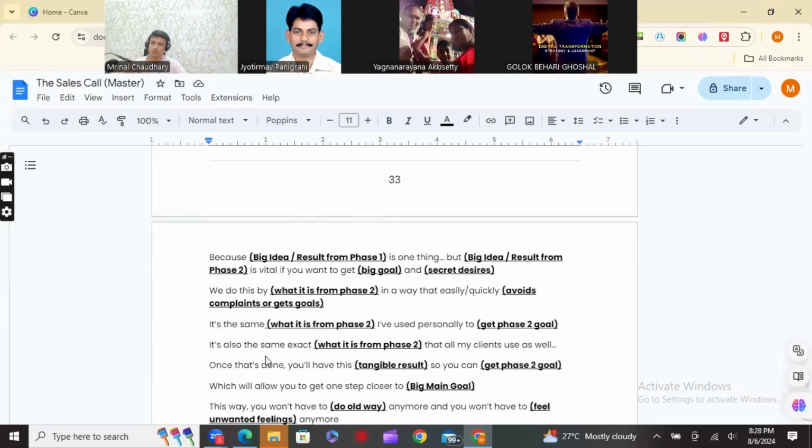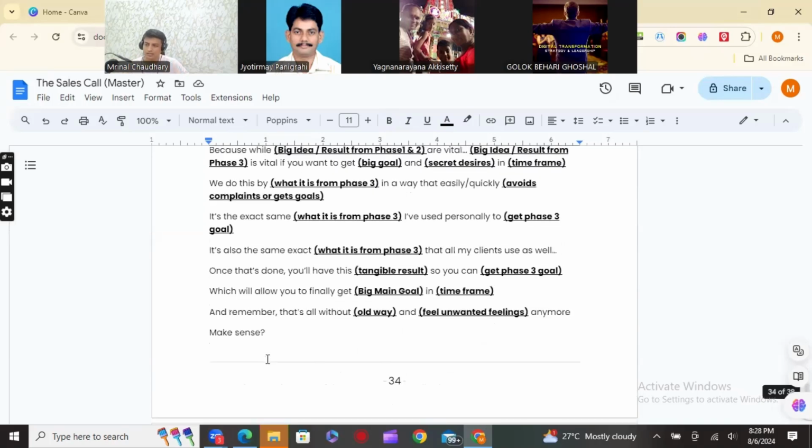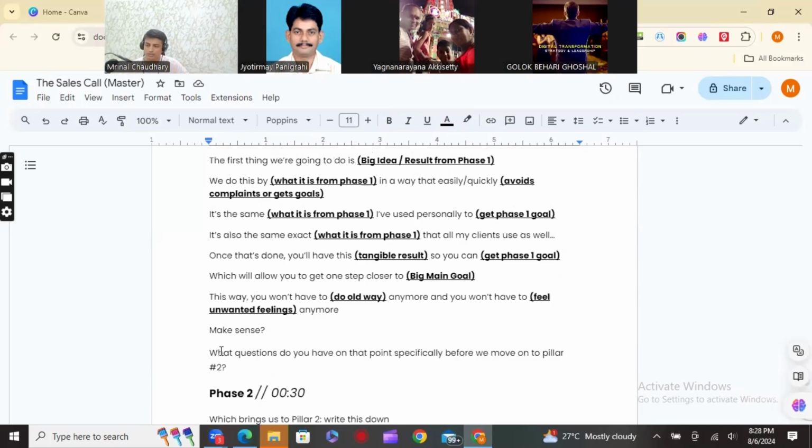Like that, we are asking certain questions from different angles, and we are pitching the phase 1, phase 2, and phase 3 goals. So like this, we have discussed the framework. And after each phase, you must ask this question. You ask them, make sense? Okay, if it makes sense, thumbs up. What questions do you have specifically before we move to the next pillar?